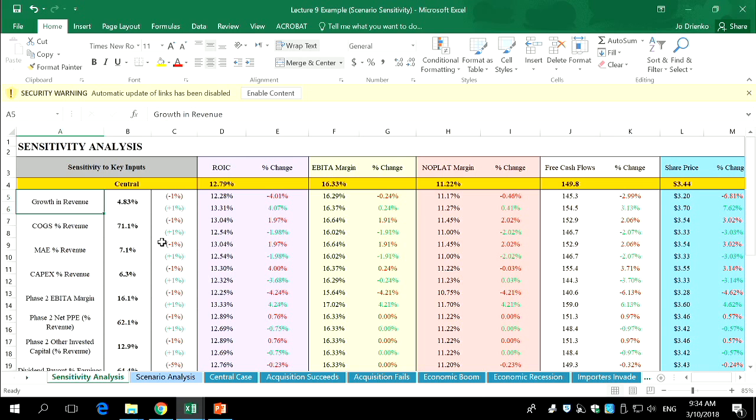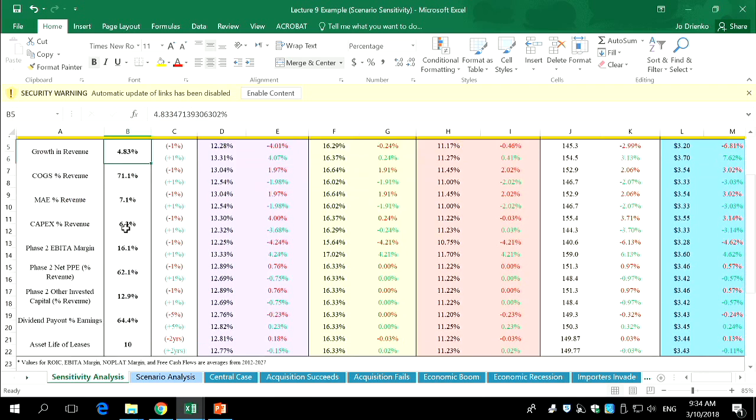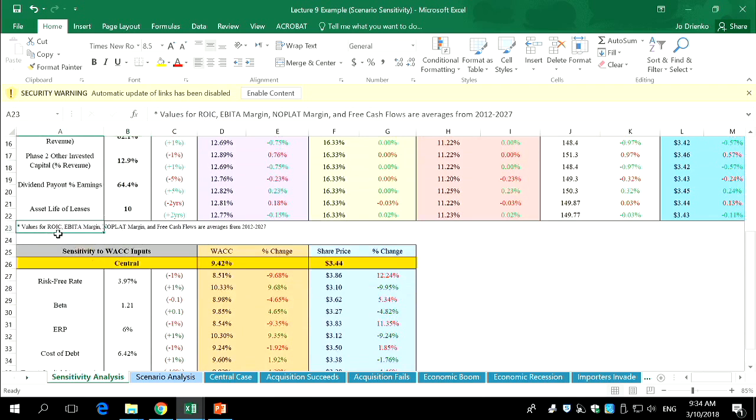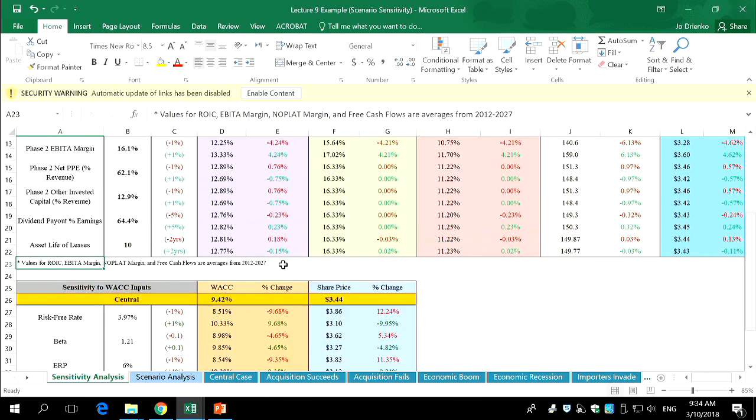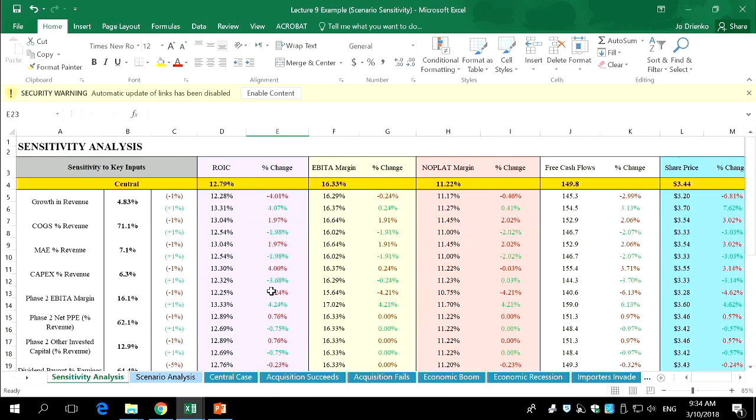We start with, I think it says here, the values for ROIC, EBITDA, NOPLAT, free cash flows are averages for 10 years, but you can do just phase 1, 5 years. It's up to you, whichever way you set it up as an analyst. First, you have your key assumption. This is your assignment number 1 assumption for growth over the next 5 years. You increase that by 1%, or you decrease that by 1%.